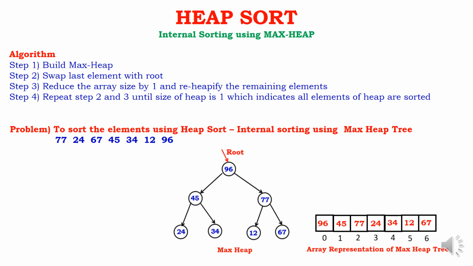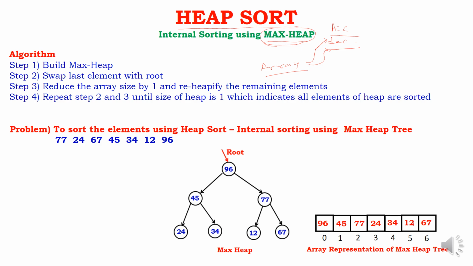Today we are going to discuss heap sort using max heap. Sorting is rearranging elements either in ascending order or in descending order. There will be an array and the elements of the array need to be rearranged either in ascending order or in descending order. For example, we are going to rearrange the elements of an array in ascending order using heap sort, that is, using a max heap.